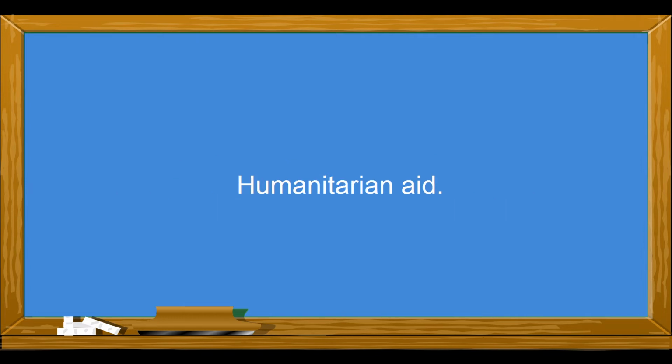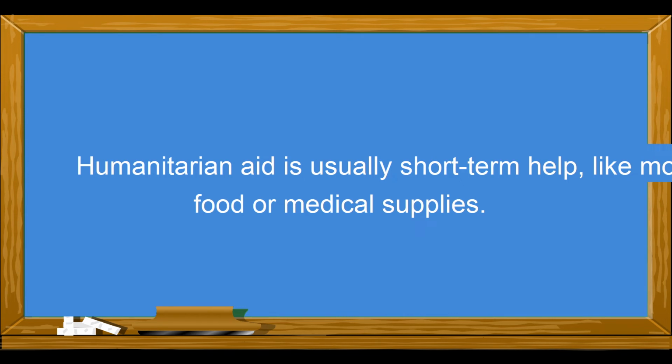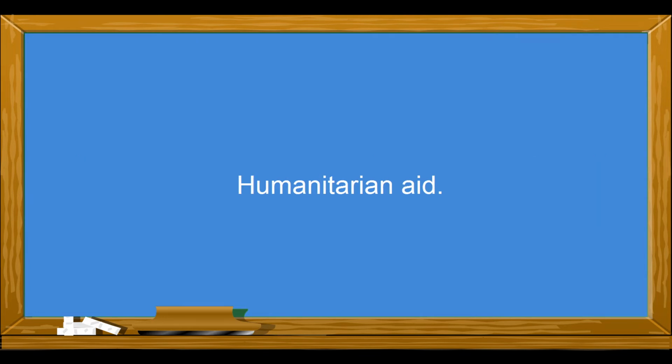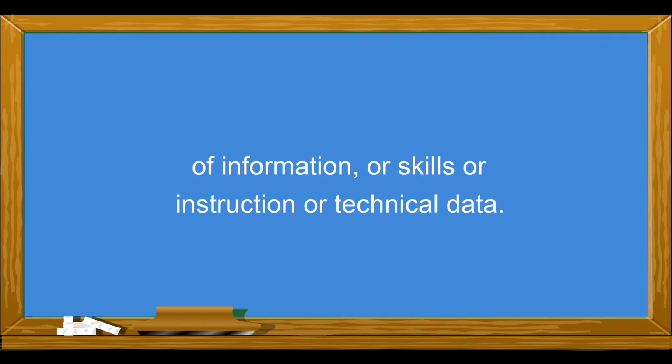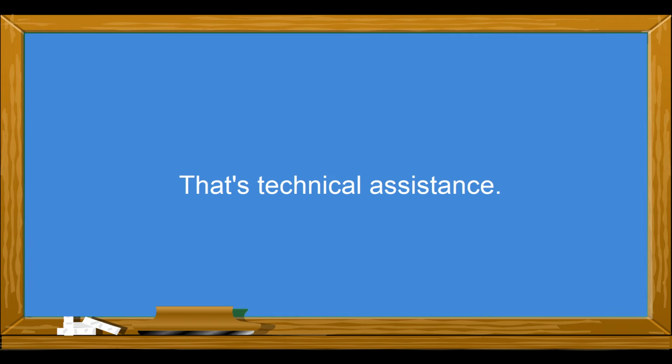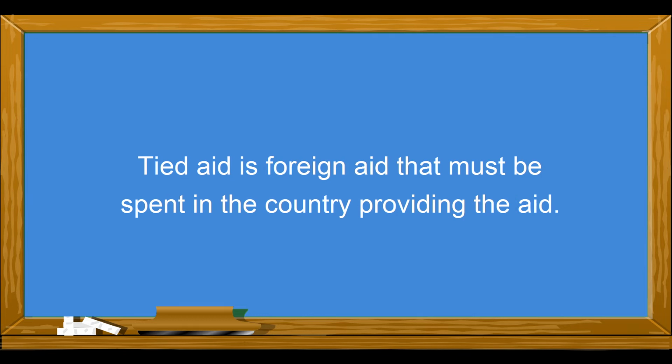Humanitarian aid. Humanitarian aid is usually short-term help, like money, food, or medical supplies. Technical assistance. Technical assistance is the sharing of information or skills or instruction, or technical data. Tied aid. Tied aid is foreign aid that must be spent in the country providing the aid.